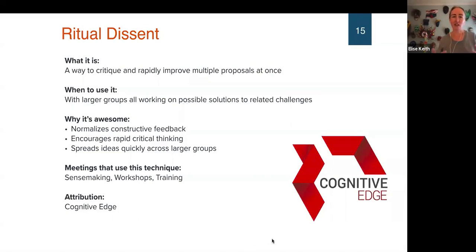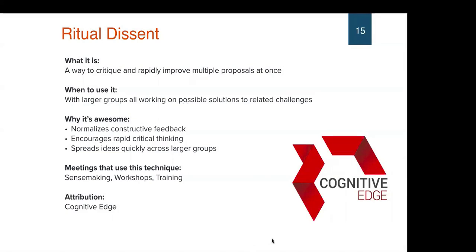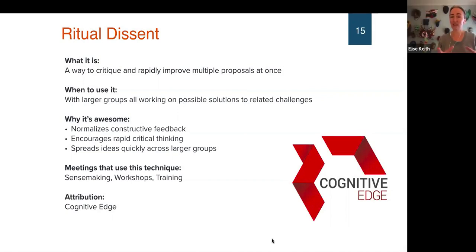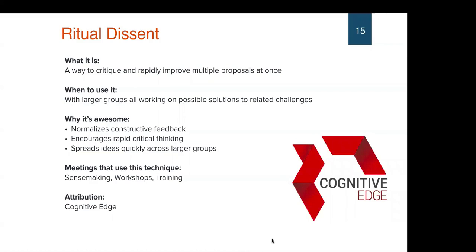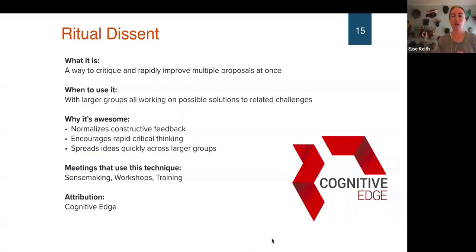Both of these, that one and ritual dissent, which we're going to talk about next, are dealing with proposals that have been rapidly generated in the moment. So ritual dissent, like the Luma round robin, is dealt with in breakout groups. The breakout group will create a proposal together, and then a representative for that group moves from table to table, presenting their ideas, where they hear critiques from everybody else in the group.